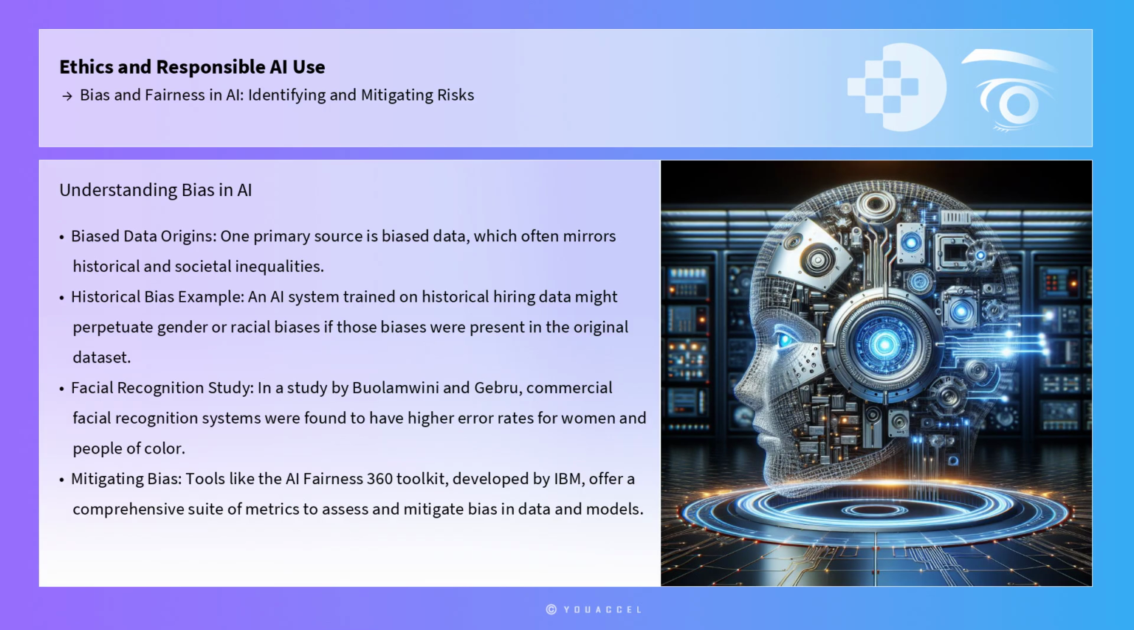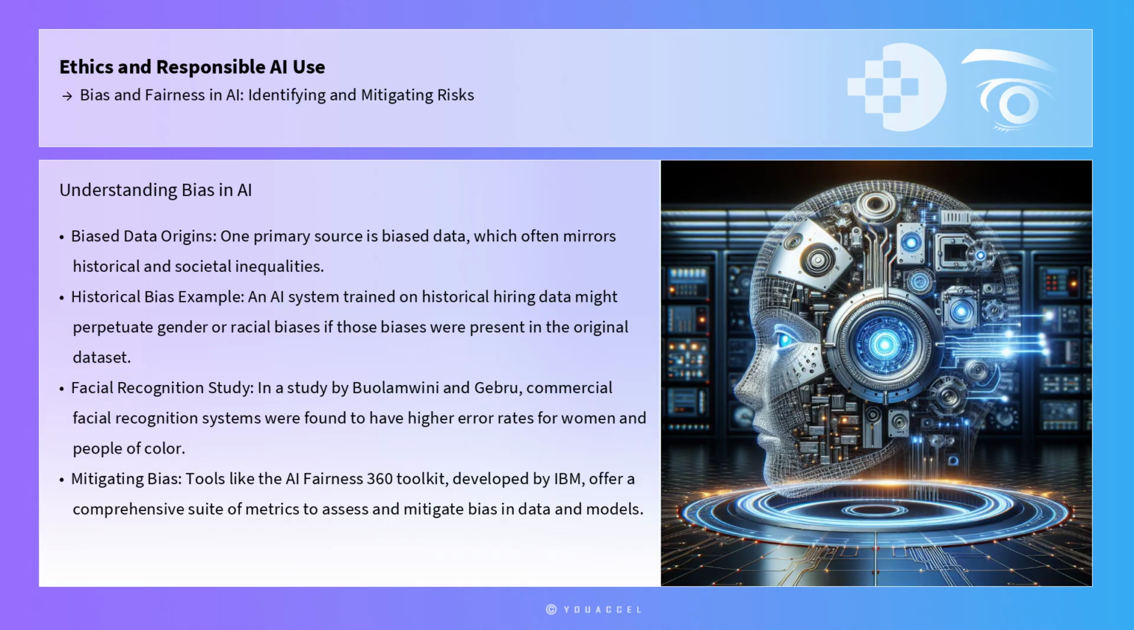Understanding bias in AI begins with recognizing its origins. One primary source is biased data, which often mirrors historical and societal inequalities. For instance, an AI system trained on historical hiring data might perpetuate gender or racial biases if those biases were present in the original dataset. In a study by Buolamwini and Gebru, commercial facial recognition systems were found to have higher error rates for women and people of color, demonstrating how biased data can lead to discriminatory outcomes.